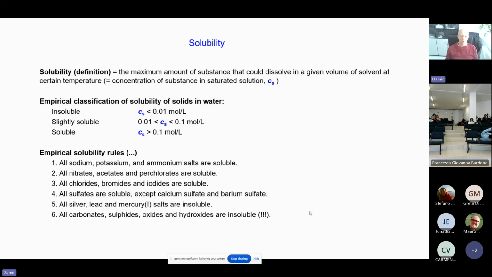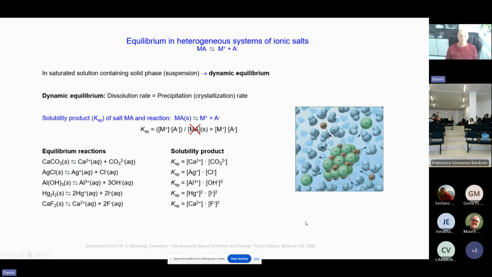Similarly, all silver, lead, and mercury salts are insoluble. And finally, carbonates are typically considered insoluble salts, but there are also some exceptions. For example, sodium carbonate is a soluble salt.